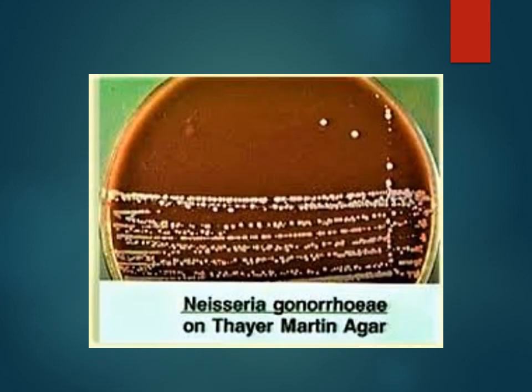This is the slide showing the growth of Neisseria gonorrhoeae on the Thayer Martin. Thayer Martin agar is a selective media, it will inhibit the other commensal bacteria, and so Neisseria will be able to grow.